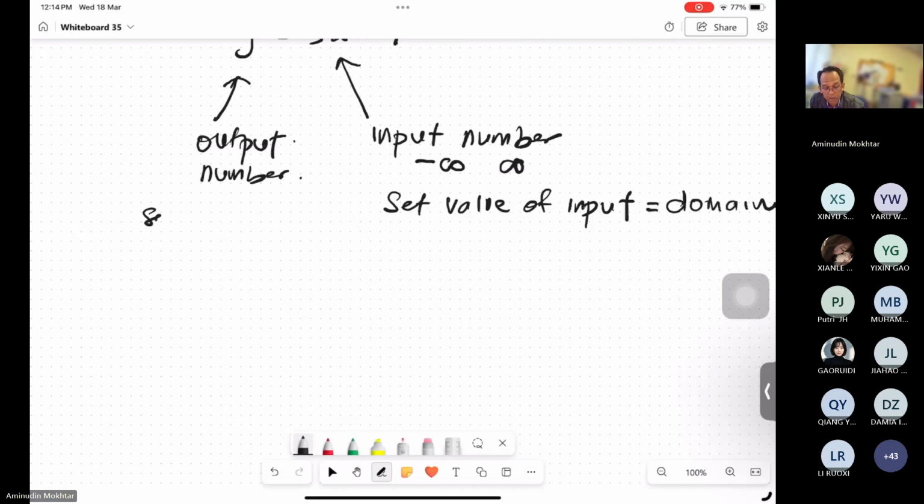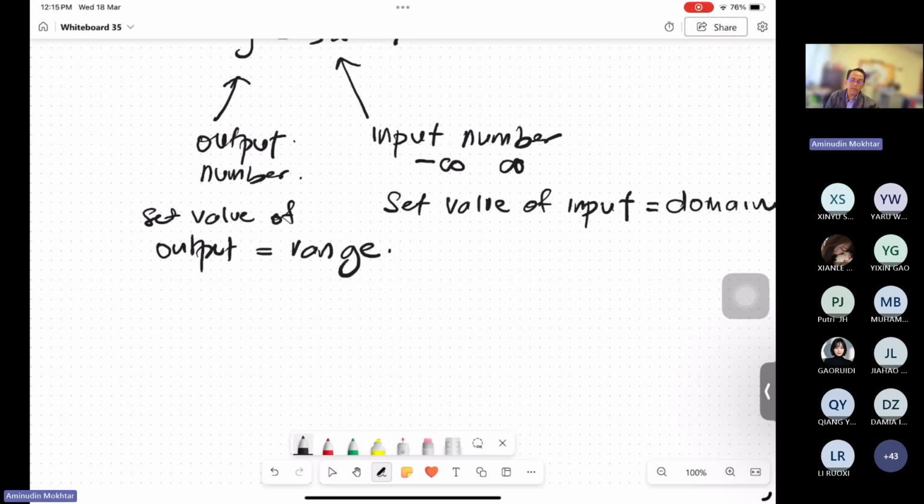Whereas the set value of output, the set value of y, output is equal to range. So we have a range and domain, input and output. Range refers to the y, domain refers to the x. Then the basic concept, you need to understand the difference between the domain and range.